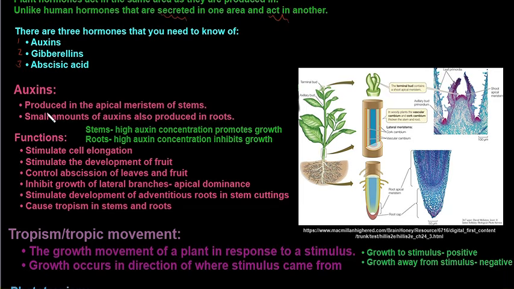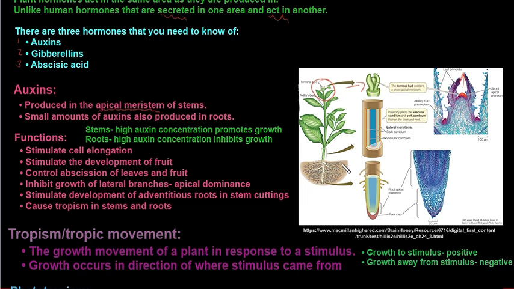Now getting into auxins, where are they produced? They are produced in the apical meristem of stems. Now what is that and where is it? If you look at the top of a plant, the growing tip of a plant, this area over here, and if we look at it in a bit more detail, the apical meristem is this top part, and that is where growth of the plant takes place, so it is growing up as well.